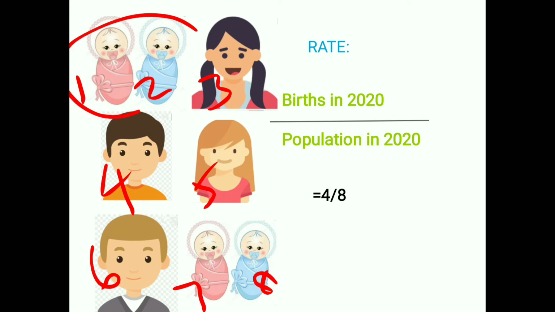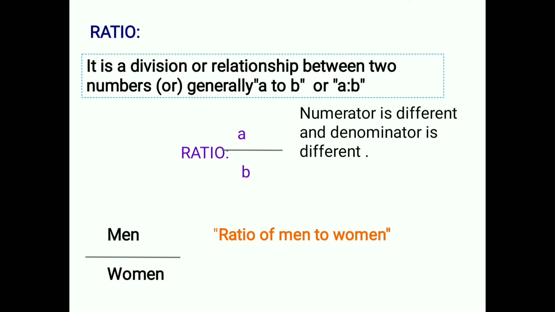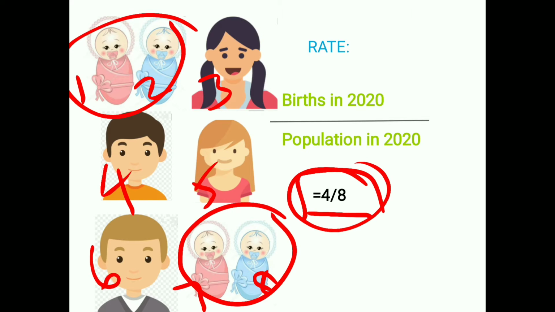Simple example: the number of births here is 4 and the total population is about 8. So the rate will be 4 divided by 8.